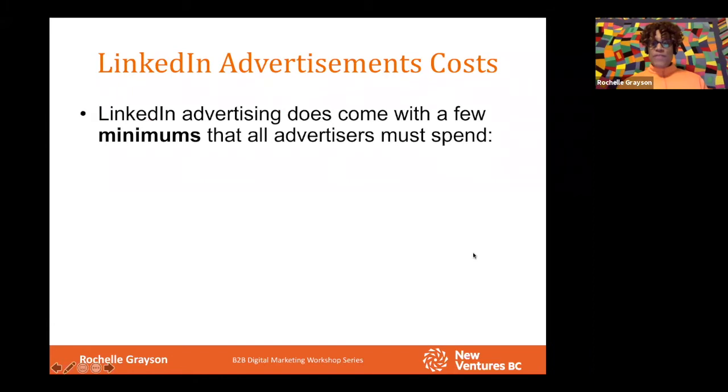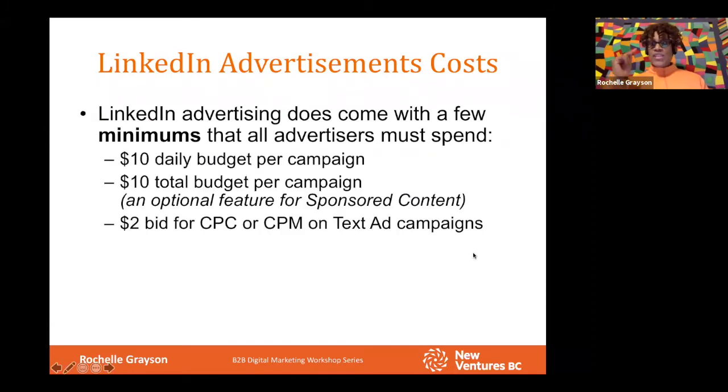Now, they do have a few minimums. So the minimums is that you have to spend $10 per day per campaign, a minimum of $10, and you have to have a total. So it could be $10 total and daily. I'll talk about sponsored content, but there is a little bit of a difference there. And you have to do a minimum $2 bid for any cost per click or cost per impression text ad campaigns. So those are the minimums for LinkedIn. So I just wanted to highlight that so that that's what it takes.